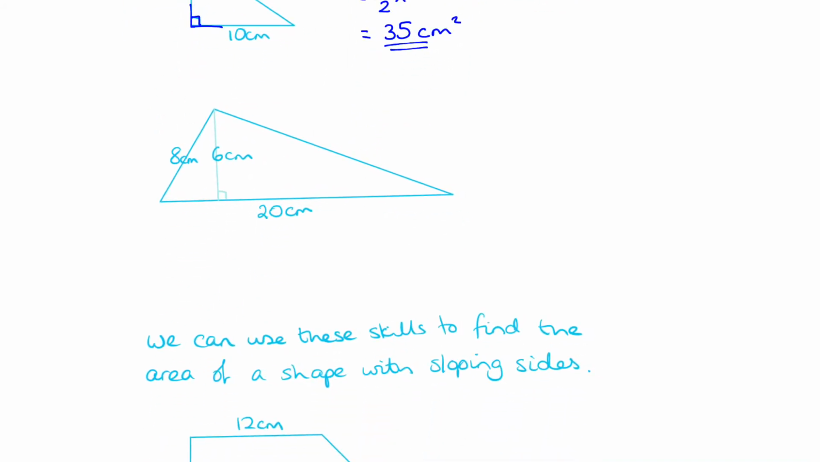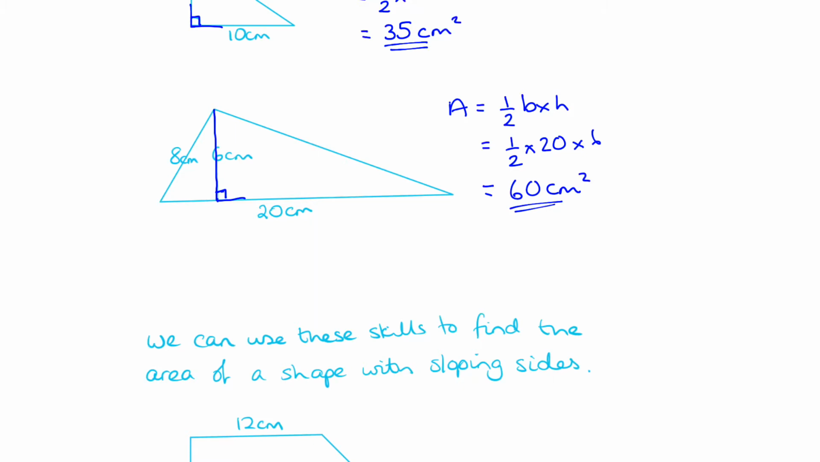Okay, and the next one. We've got a triangle here with the base marked as 20. So we're going to write down our formula. So it's a half of 20, but we need to decide which is the height. Is it 8 or is it 6? And remember, your height has to make a right angle with the base. So it's the 6 that's the height. Okay? So half of 20 is 10. Times 6 is 60, and again we've got square centimetres.